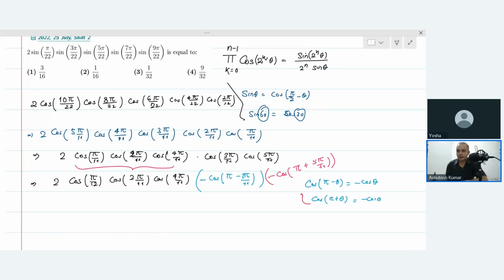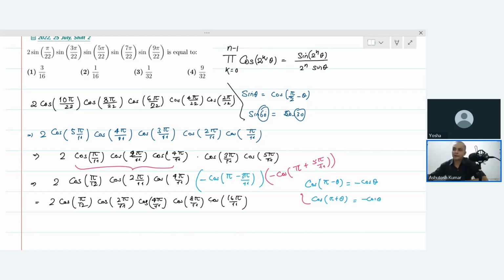So now these two minus signs make it plus, and let's write those angles in the simplest form by adding. That will become cos 2 pi by 11, then cos 4 pi by 11, and this will become cos 8 pi by 11, and also cos 16 pi by 11.